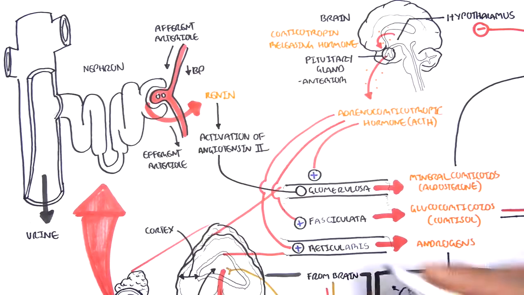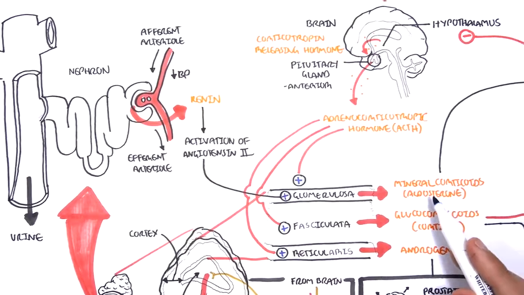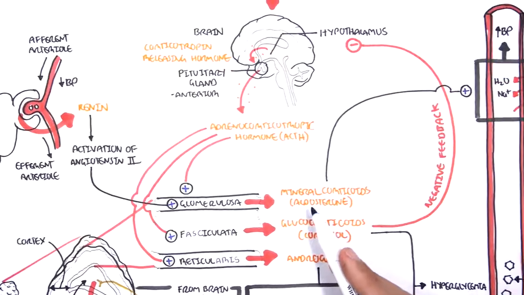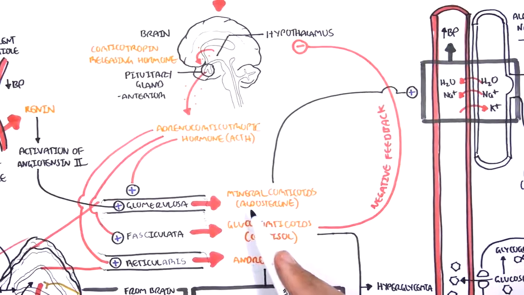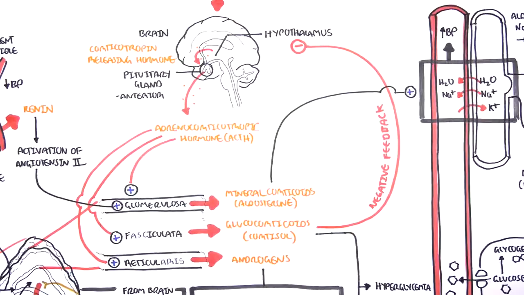Angiotensin II will stimulate the zona glomerulosa to secrete aldosterone in the attempt to increase blood pressure by targeting the nephron. Remember, the aldosterone will target the nephron to retain and reabsorb sodium and thus water into the vasculature, leading to an increase in blood pressure.